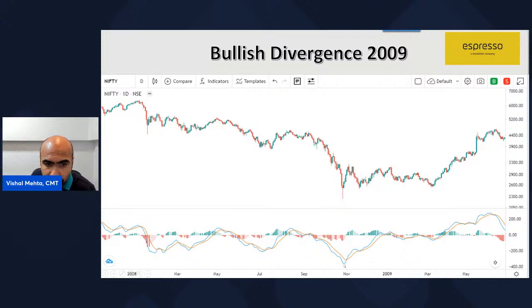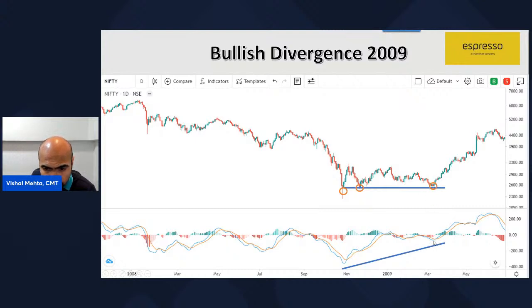So I would have assumed that the MACD will also make a new bottom, but it did not. It actually made a new high. So if you can see over here, 1, 2, 3, every time the prices took a support, but the MACD was actually making new bottoms.